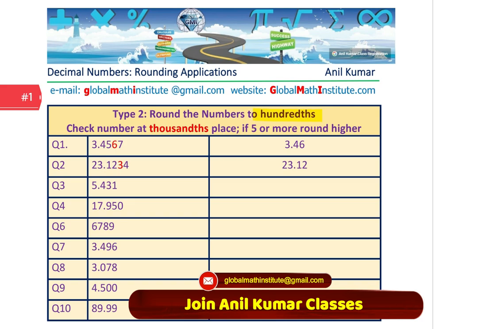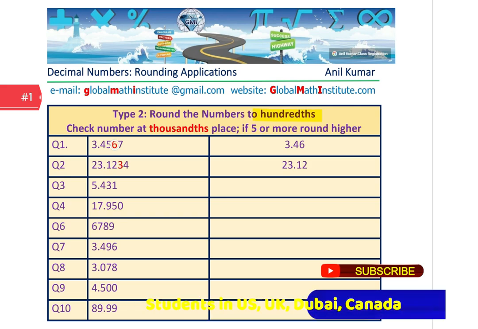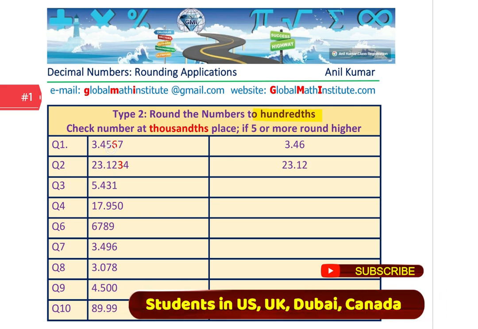If 5 or more, round higher. So hundredths place, first number 3.4567. We will round to the hundredths place. We'll check the number at the thousandths place, marked 6 in red. Since it is 5 or more, we'll make it 3.46. We'll round higher. You see that?